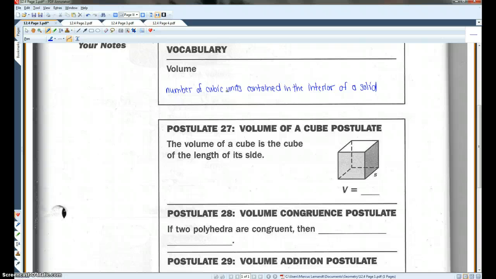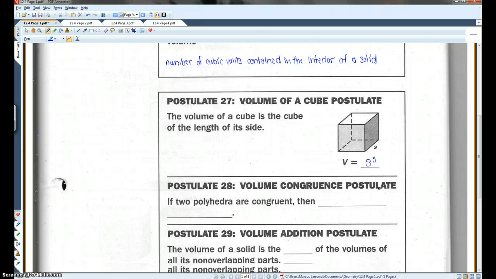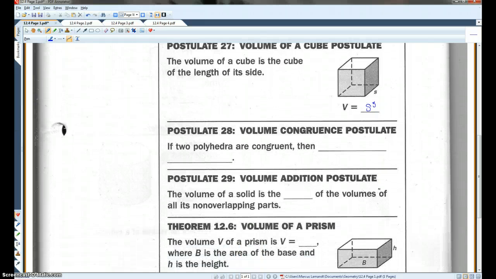Okay, so for example, if you have a cube like this and each side has a length of s, the volume is s cubed. Okay? Postulate 28, volume congruence postulate. If two polyhedra are congruent, then they have the same volume. Postulate 29, volume addition postulate. The volume of a solid is the sum of the volumes of all its non-overlapping parts.